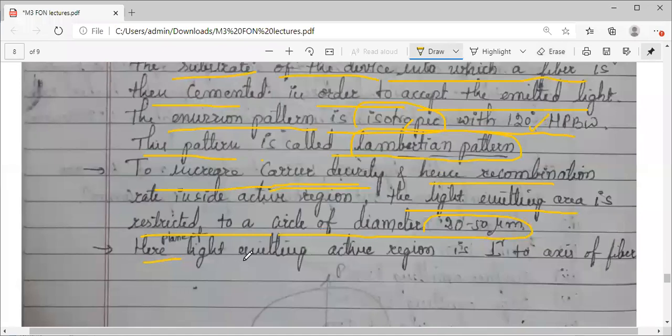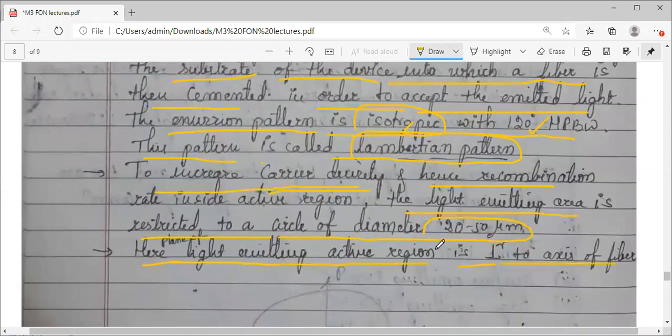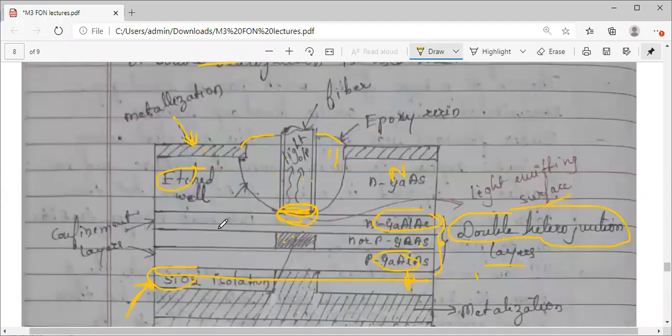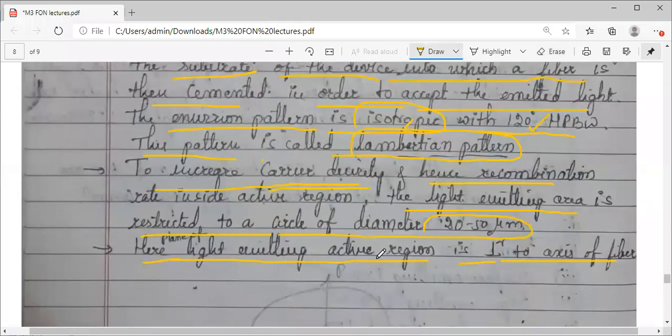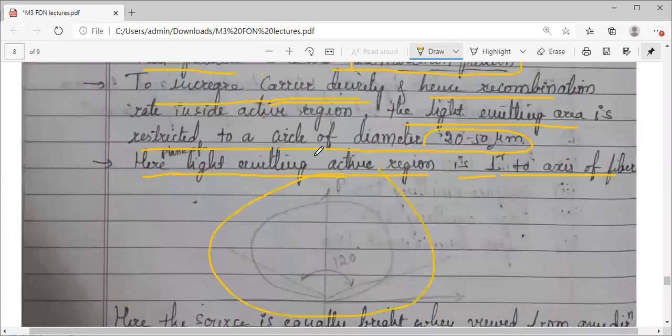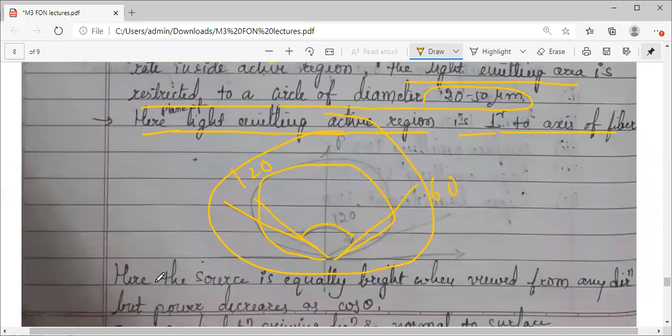Here the plane of the light emitting active region is perpendicular to the axis of the fiber. Obviously, this plane will be like this, and your fiber axis will be like this. So both are perpendicular to each other. This is the pattern I have shown you, the emission pattern. Isotropic, it will radiate uniformly in all directions. And the half power beam width, actually it should come like this, this will be 60 degrees, so this will be 120 degrees. So this is your HPBW.